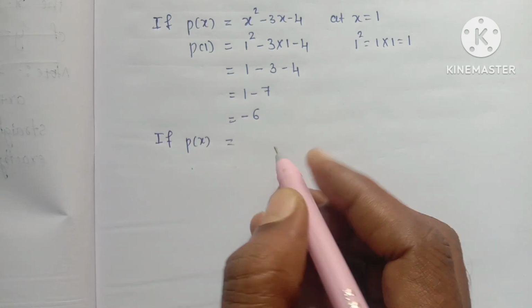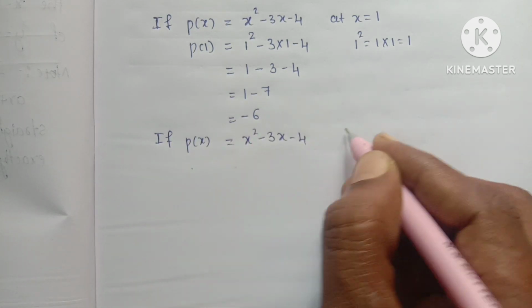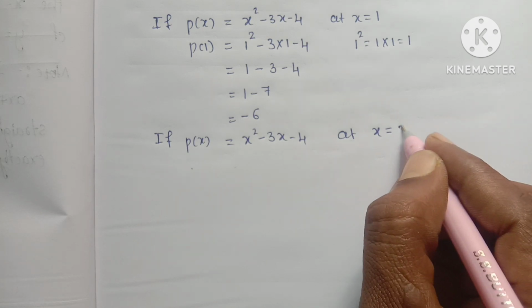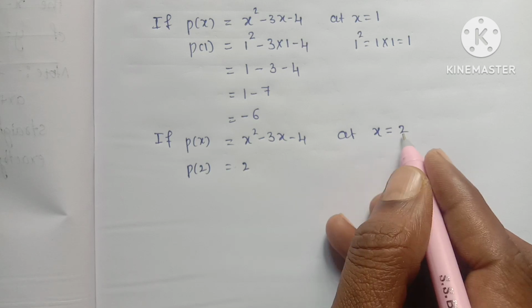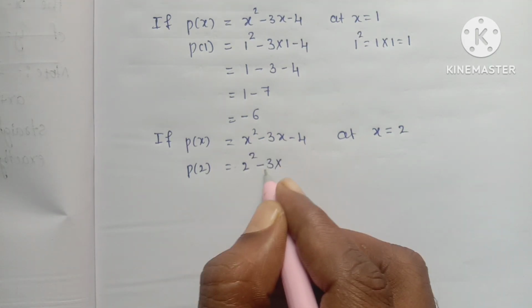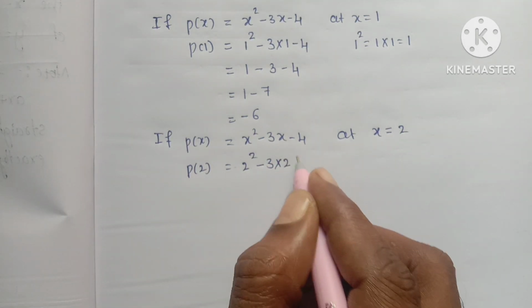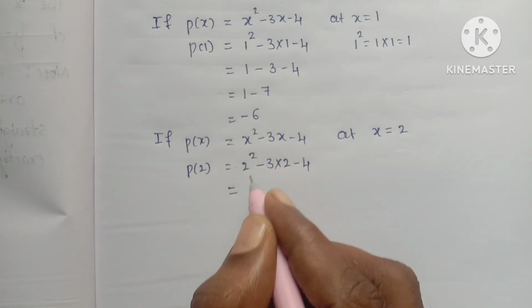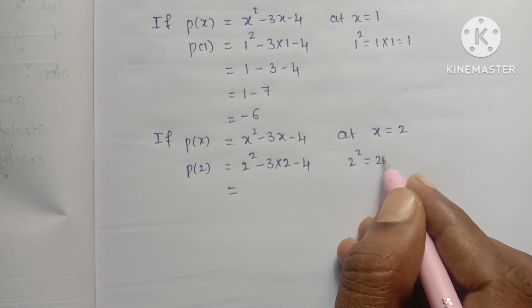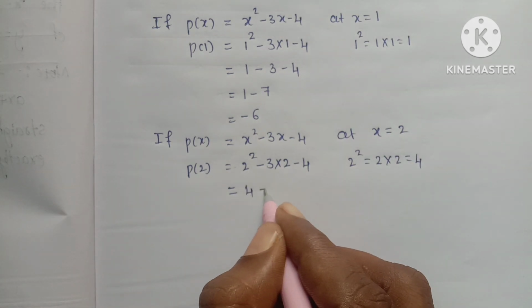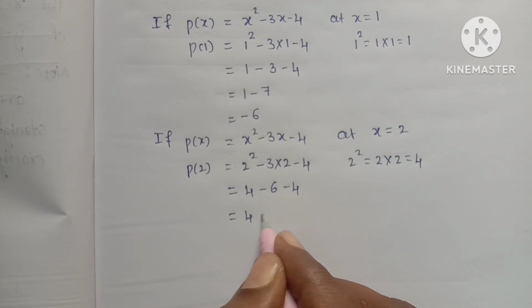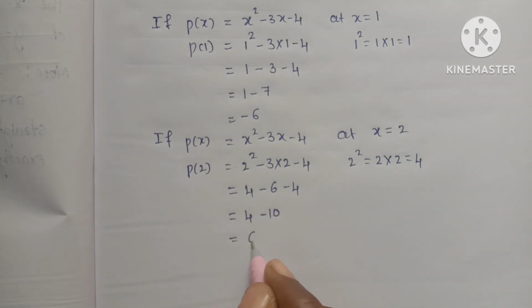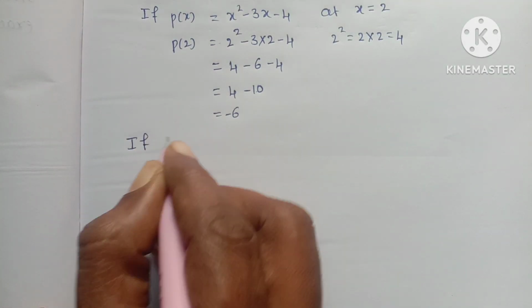In the same way, for p of x equals x square minus 3x minus 4 at x equals 2, I substitute 2 square minus 3 into 2 minus 4. 2 square means 2 into 2, that is 4. 4 minus 6 minus 4 is minus 6. So p of 2 equals minus 6.